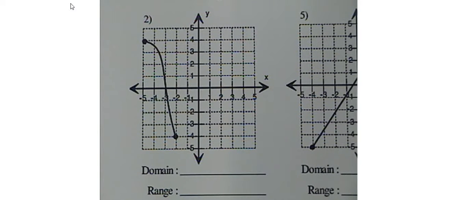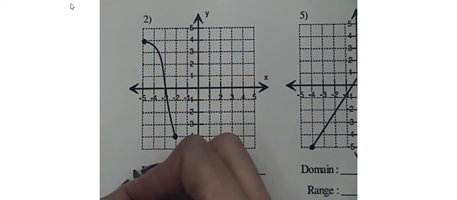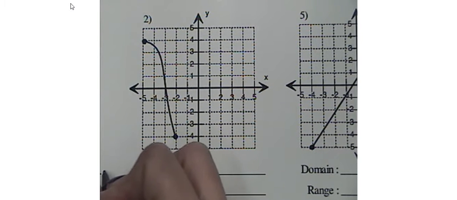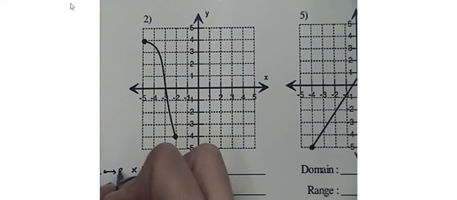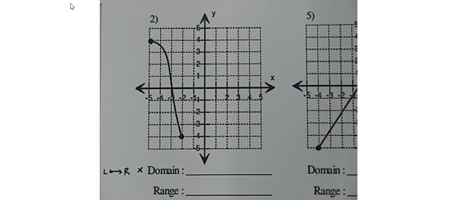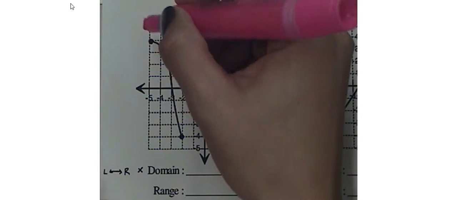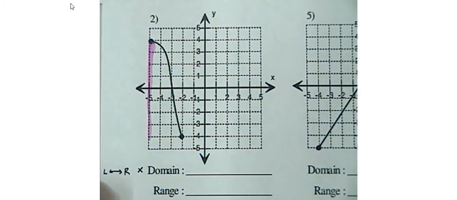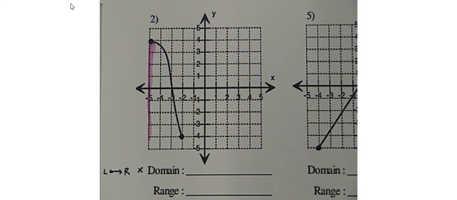So domain, remember domain is our x values, and we're looking from left to right on our graph, because my x-axis is horizontal from left to right. So if I'm looking furthest to the left, my graph starts here at one number, -5.